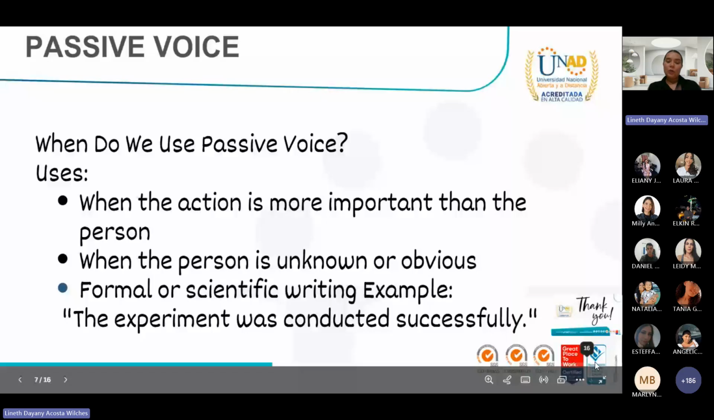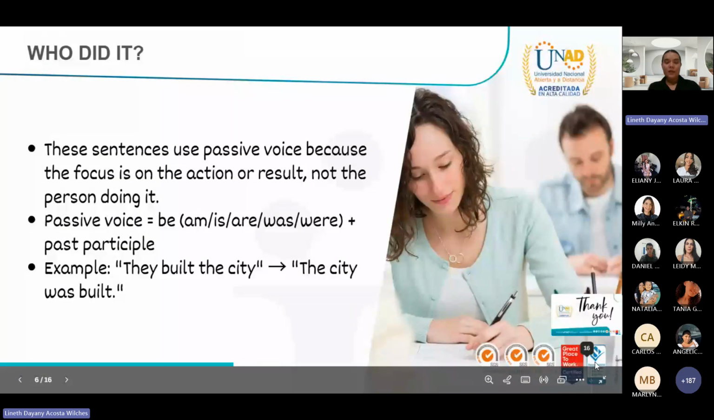Okay, as you can see here in the example, the sentence "they built the city" is in past simple. So if it is in past simple, we change with was. We need to add the verb to be in past simple, and then the past participle of the verb. So for the city, of course, it is not "the city where" because it is just one thing, and it is "the city was built in", I don't know, any year.